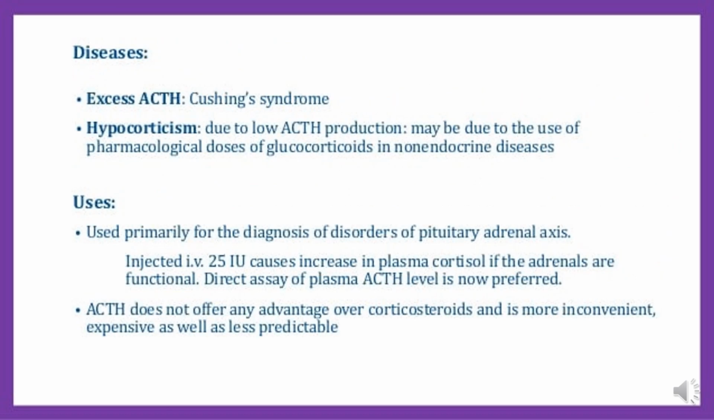Diseases. Excess of ACTH leads to Cushing's syndrome. Hypocorticism, it is a state in which there is low ACTH production. It may be due to the use of pharmacological doses of glucocorticoids in non-endocrine diseases. Uses. It is used primarily for the diagnosis of disorders of the pituitary adrenal axis. ACTH does not offer any advantage over corticosteroids and is more inconvenient, expensive, as well as less predictable.